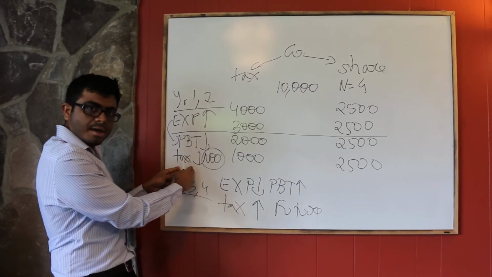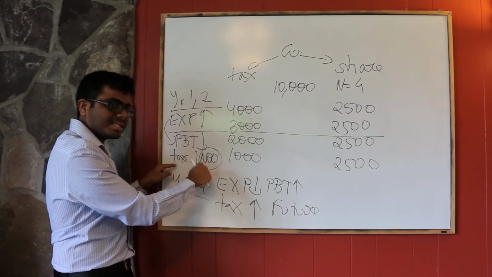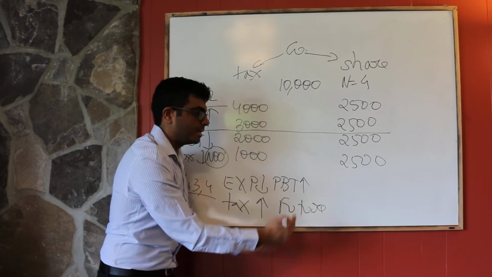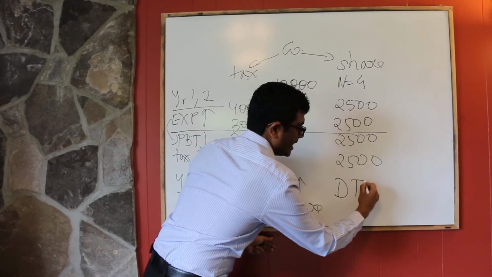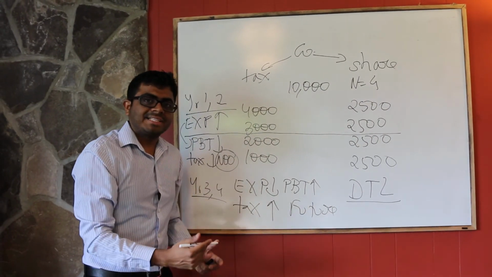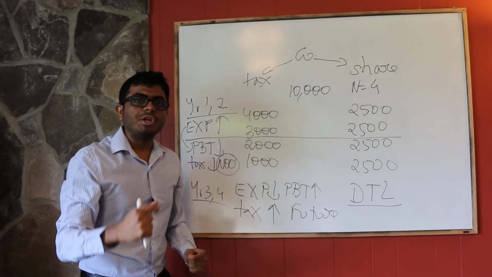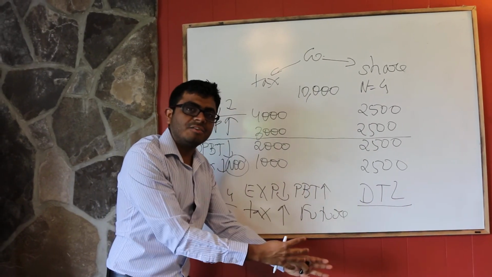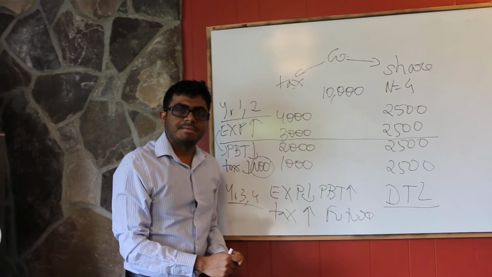When you pay less tax now, only to pay more in the future, that's a deferred tax liability. And if we need to know deferred tax asset, it's going to be the other way around. When you pay more tax now, only to pay less in the future, that's a deferred tax asset.